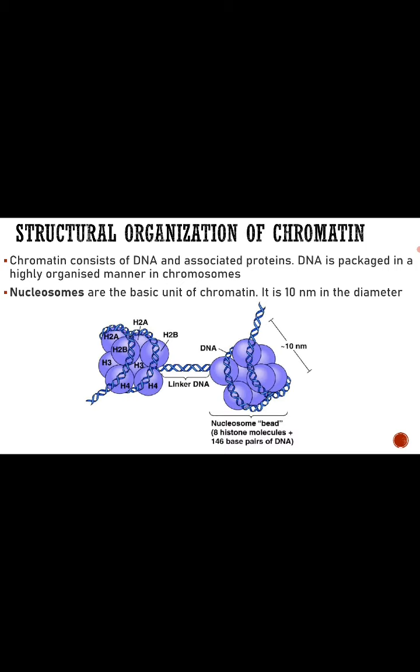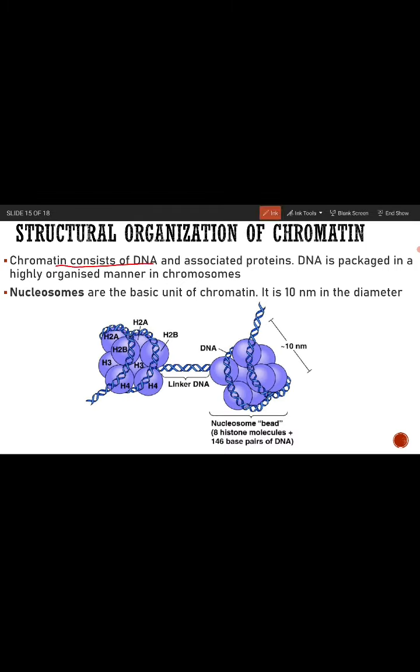Now, structural organization of chromatin. Chromatin consists of DNA and associated proteins. DNA is packaged in a highly organized manner in chromosomes. Nucleosomes are the basic units of chromatin. It is 10 nanometer in diameter.